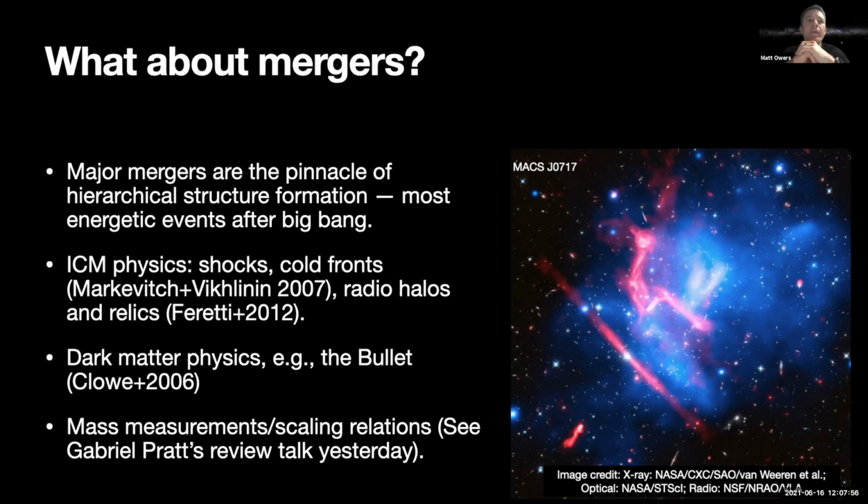You'll also know from Gabriel Pratt's talk yesterday that we need to understand cluster mergers if we want to use clusters as cosmological probes for scaling relations and all that sort of thing. They can really muck up the scaling relations for mass measurements of clusters. So the other thing that's really interesting is that these violent environments probably drive enhanced or accelerated galaxy evolution. And it's been an open question for some time as to exactly what happens in these cluster mergers to galaxies.